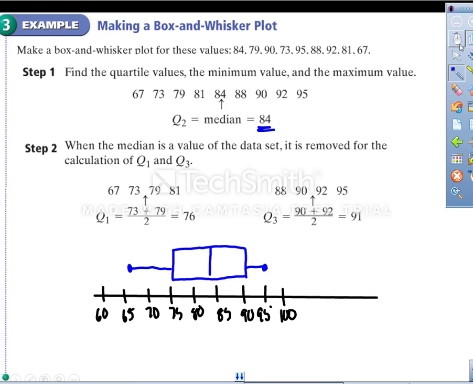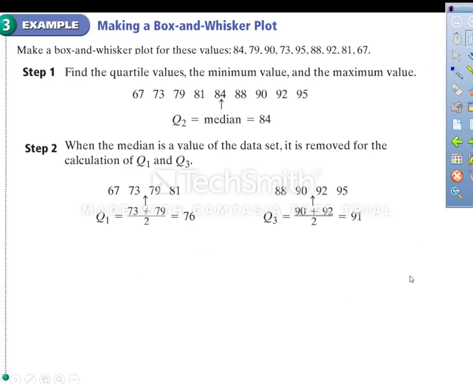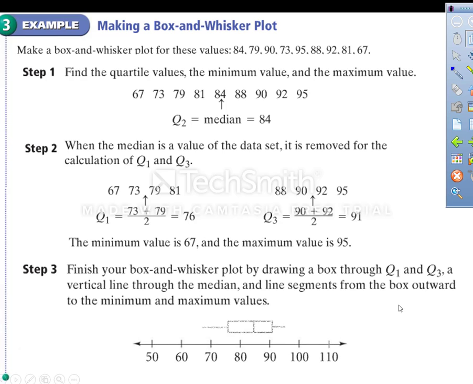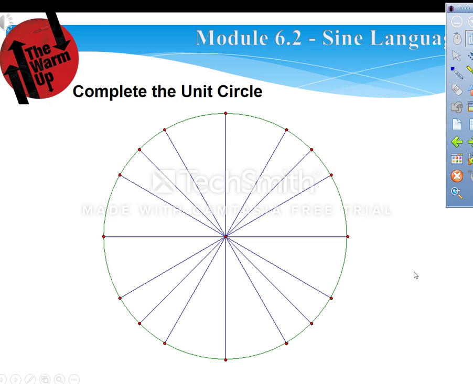Draw the box, put the whiskers, and you got yourself a box and whisker plot. Not bad, right? All right. Now that we understand that and we got our box and whisker, I want you guys to take 5 minutes and try the best to your ability to complete the unit circle.